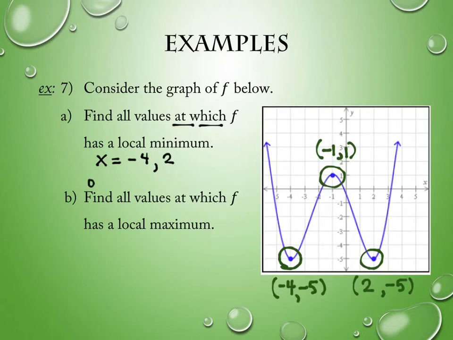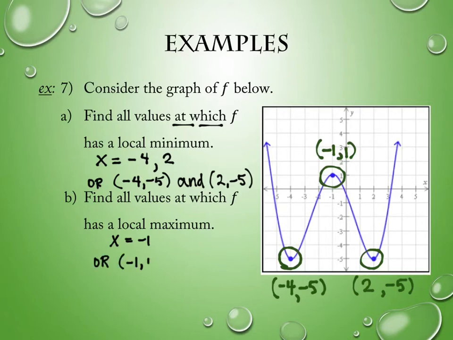Or, if you'd rather, you can write that it's happening at -4, -5 and at 2, -5. Either of those would be acceptable answers for the question. And then the values at which f has a local maximum would be at x equal what? Yeah, x equal -1. Or if you'd rather, you can write that it is at -1, 1.